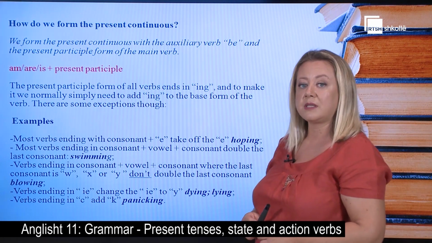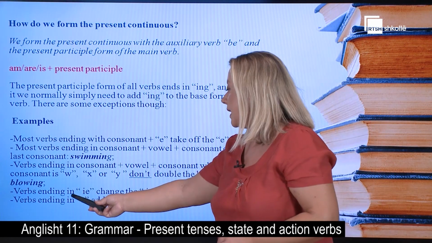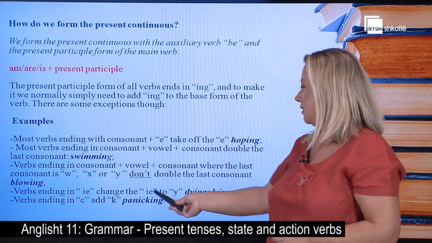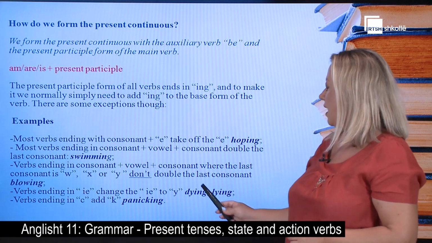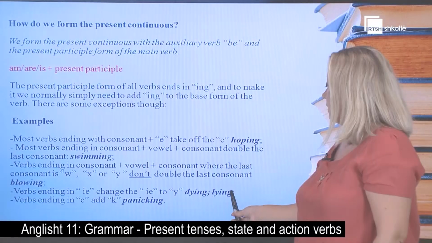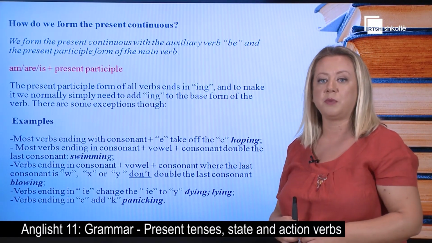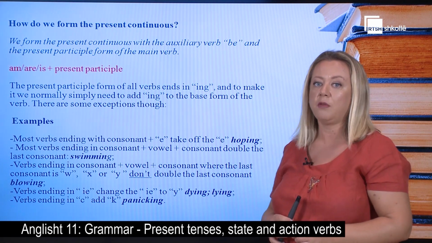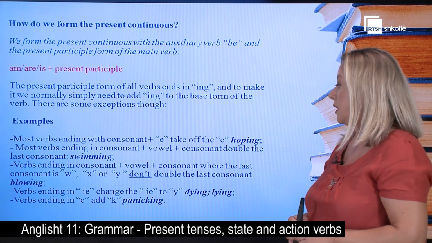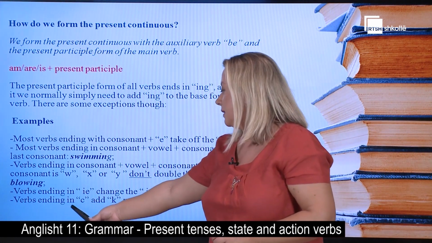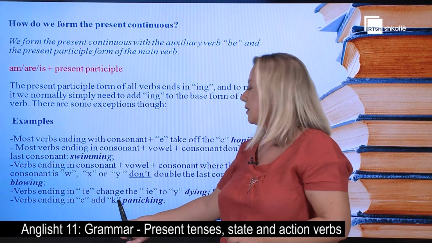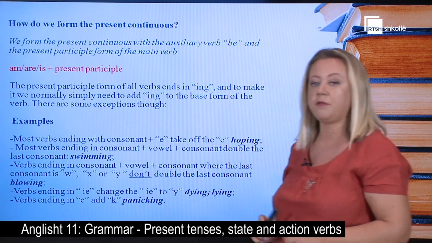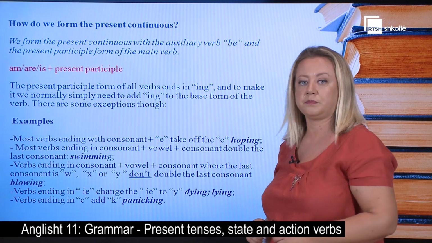Another example or exception is verbs ending in ie. They change this ending to y, and we have the examples here. Lying, that is the present participle of the verb to lie, and dying, that is the present participle of the verb to die. And the last one, verbs ending in c add k when they form the present participle. Here we have the verb panicking.